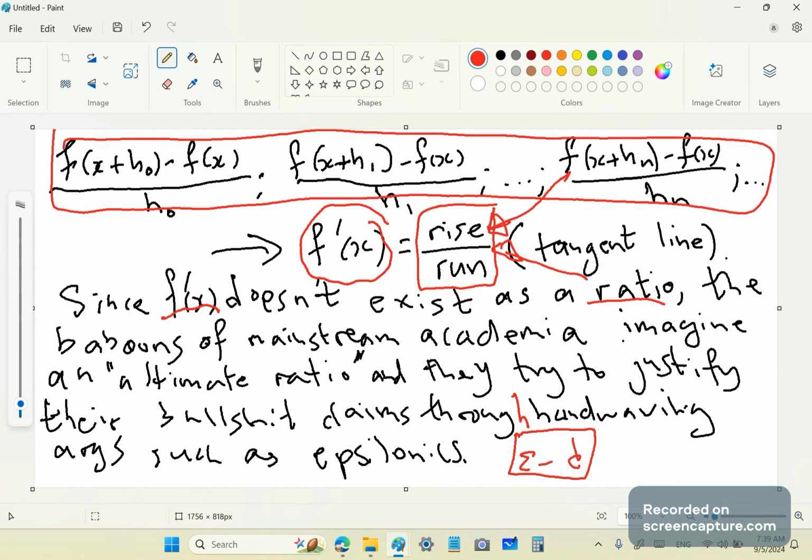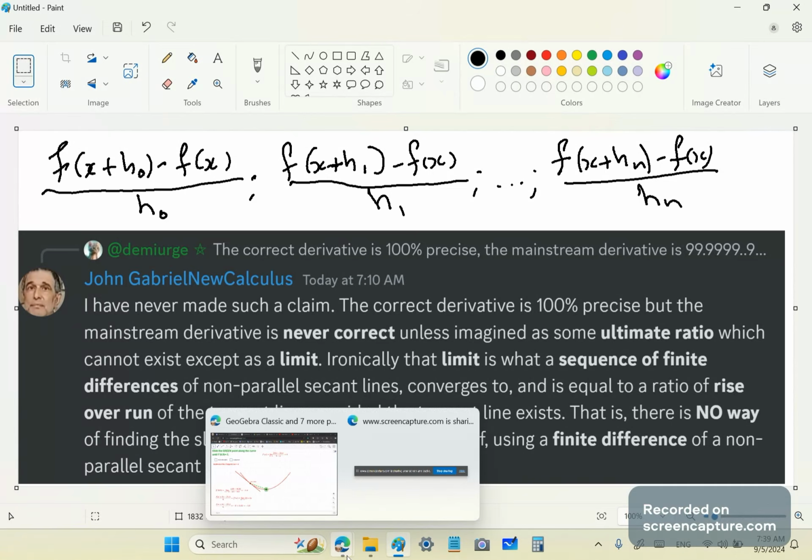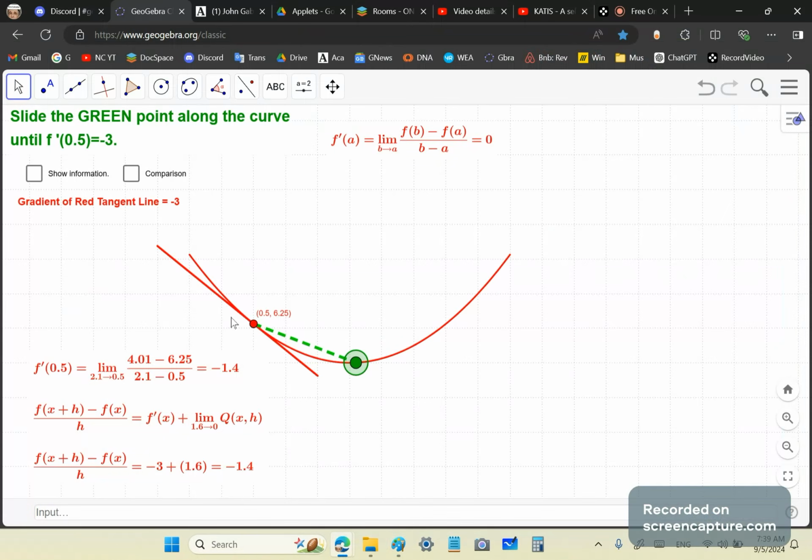Okay. Now, I don't want to waste time on that drivel, so let me just get rid of that. And what I'm telling you right now is that there needn't even be a point there, by the way.